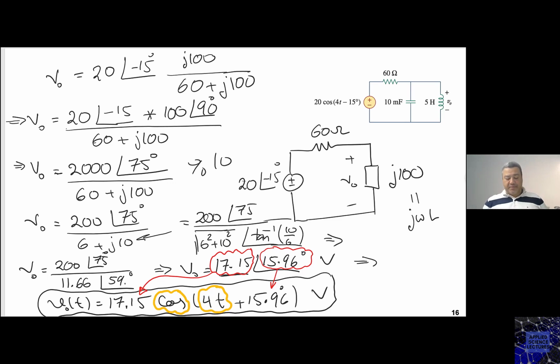This is the feature of using phasors, where you basically take the magnitude and the phase angle to simplify your calculations.